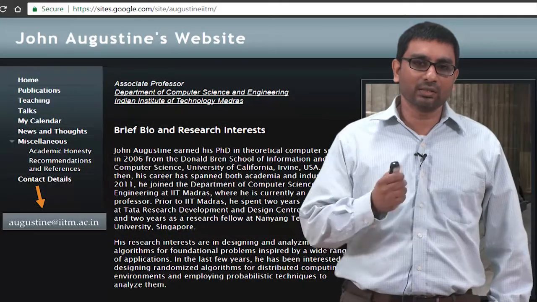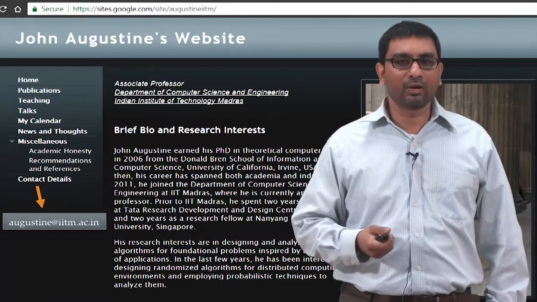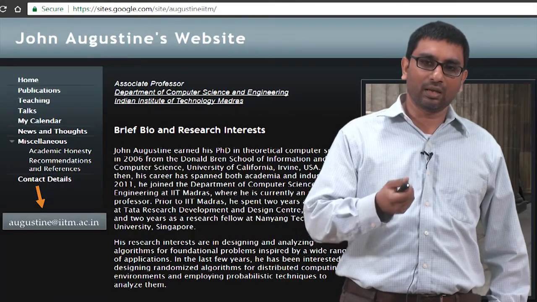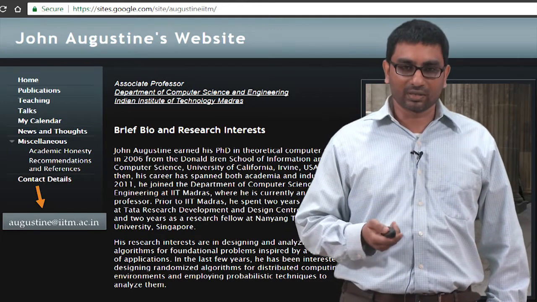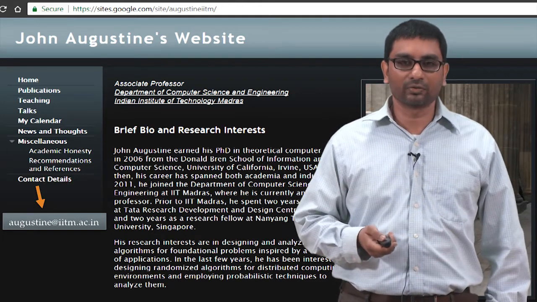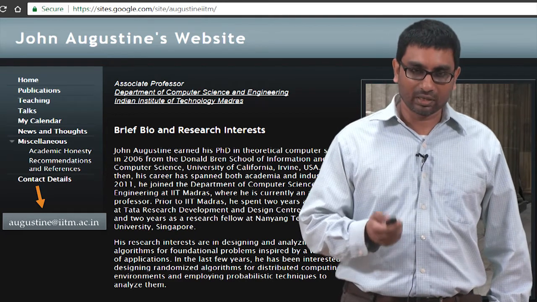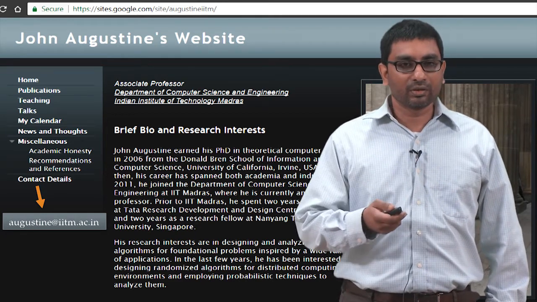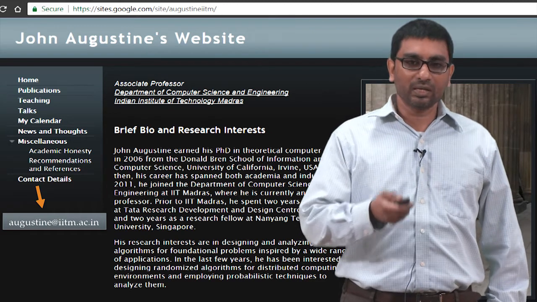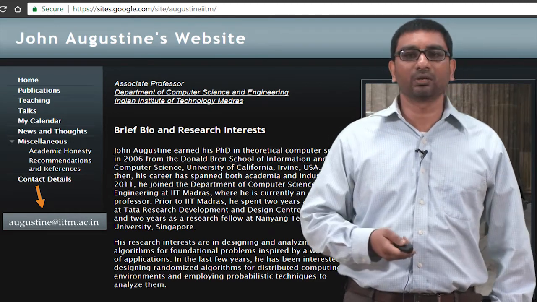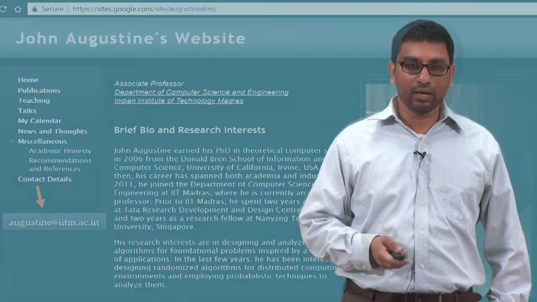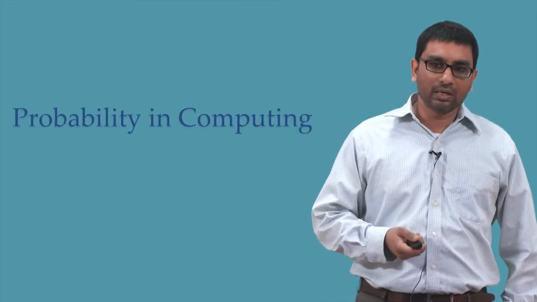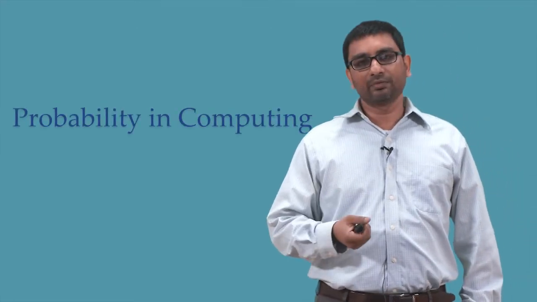I'm John Augustine, and briefly about me, I work at IIT Madras, and I work particularly in the area of algorithm design, and I use a lot of probabilistic analysis techniques. The one other detail that you would want to know about me is my email address, which you can see pointed over there. It's augustine@iitm.ac.in.